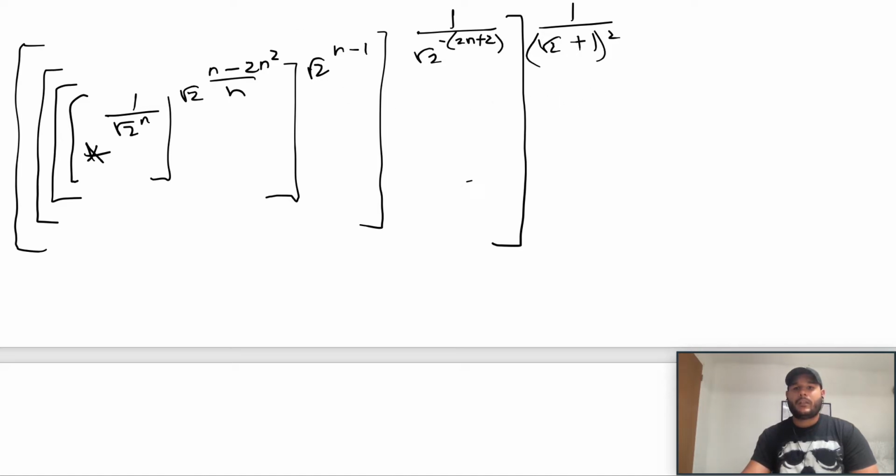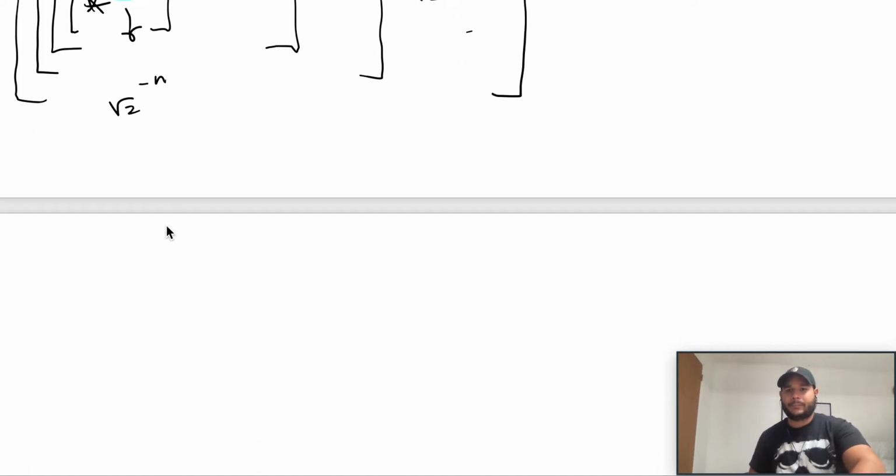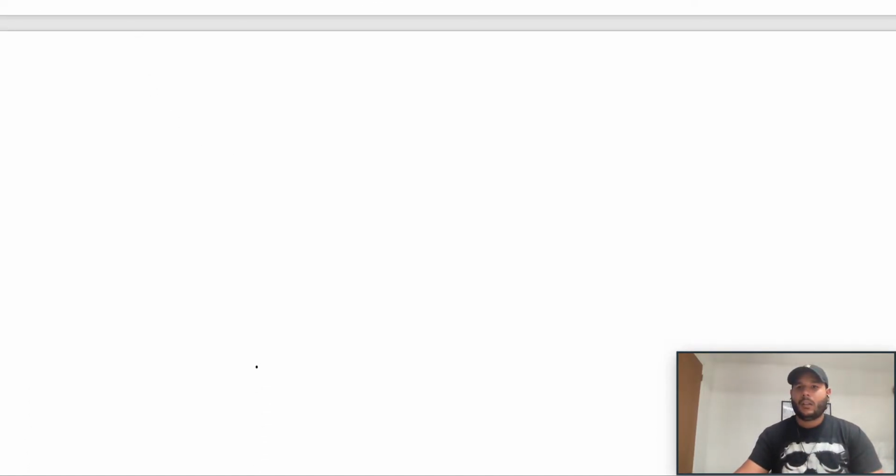Two things to notice. This term right here can be written as square root of 2 to the positive 2n plus 2. And also, this term right here can be written as square root of 2 to the negative n. I'm going to make good use of those two facts. Notice that this is just exponents elevated to other exponents. So now we just multiply. So our problem looks now this way.